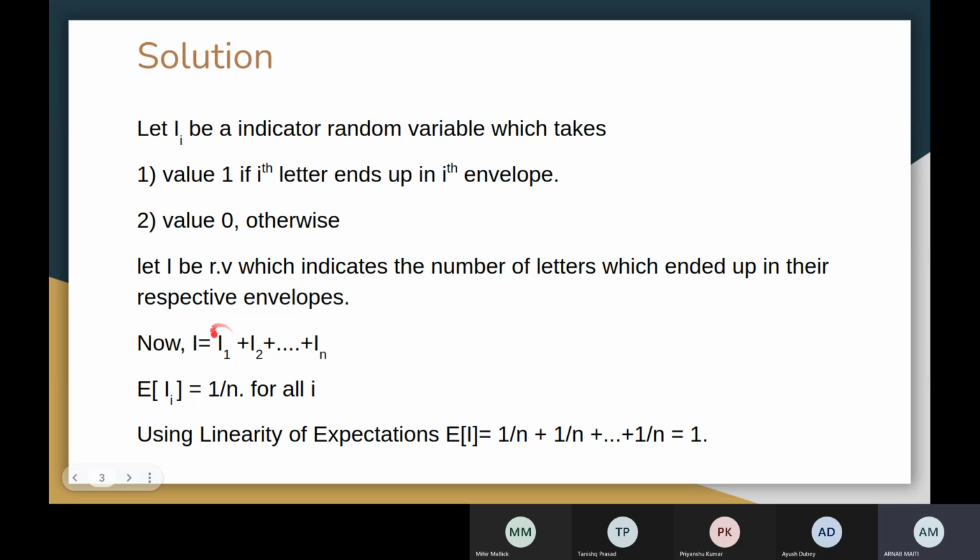So this I1 will denote whether the first envelope has the correct letter or not. The second one will denote whether the second envelope has the correct letter or not, and so on. And when you sum it up, it actually turns out to be the total number of correct letters. So that's how you have to think.